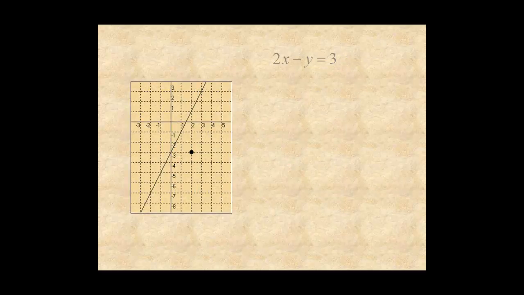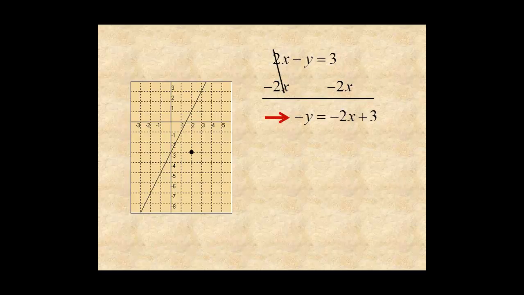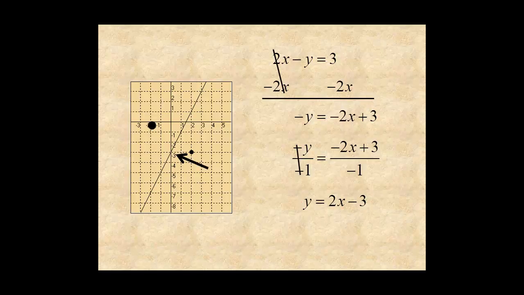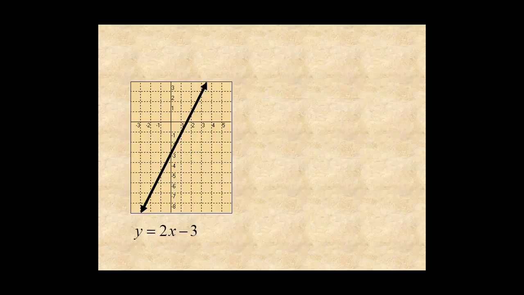Starting from standard form, subtract 2x from both sides of the equation. For -y equals -2x plus 3. Then divide both sides by -1. For the equation in slope-intercept form, y equals 2x minus 3. Then graph the line starting at -3 on the y-axis and going uphill with a slope of 2. Then graph the given point 2, -3.